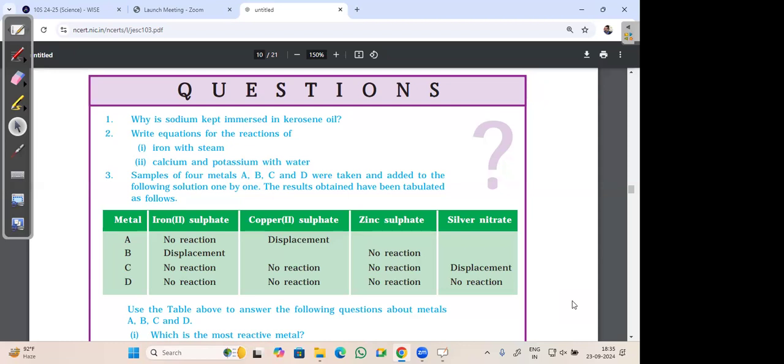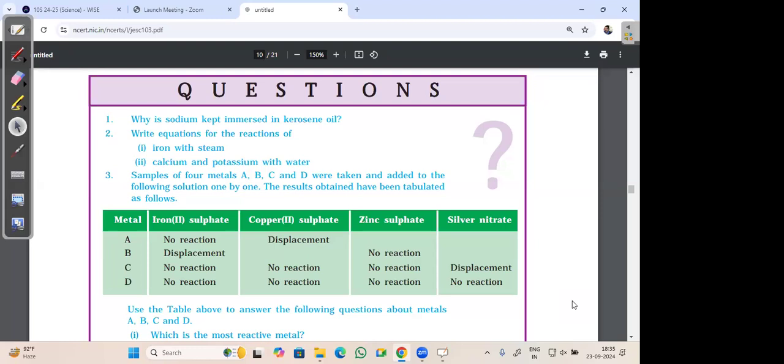Yeah, Arav, complete that. Sir, second part. 2K plus 2H2O produces 2KOH plus H2 gas. Okay. Good. Okay, let's do this third part now.